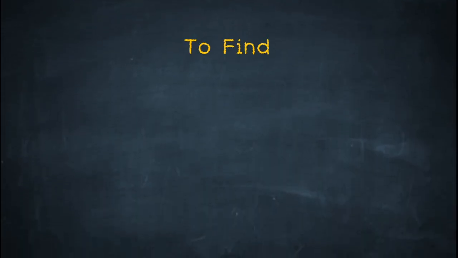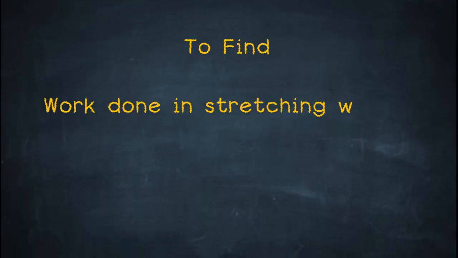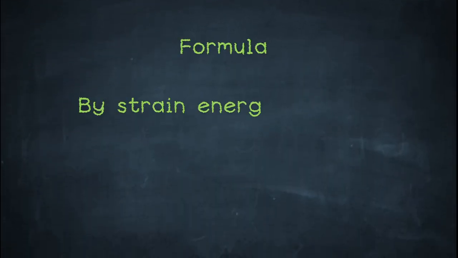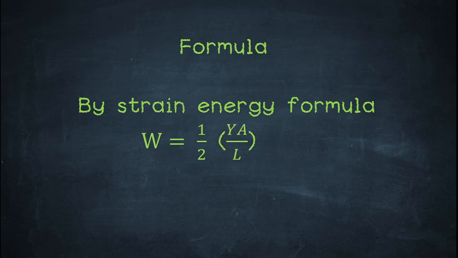What we need to find is the work done in stretching the wire, which can also be called strain energy, and it is represented by U. The formula which we can use for this purpose is the strain energy formula. We know that W, or U, is equal to 1 by 2 YA divided by L multiplied by del L square. Y is the Young modulus over here, A is the area of cross section, L is the length of wire, and del L is the change in length of the wire.